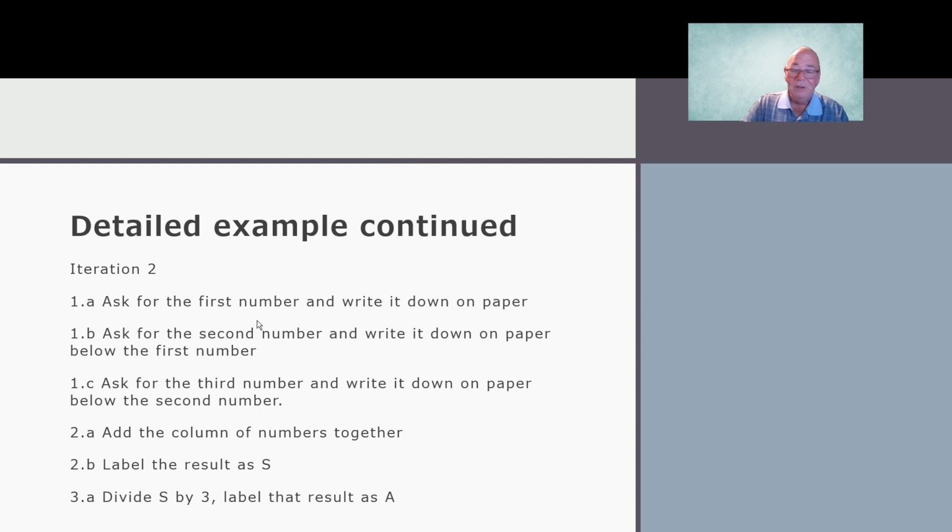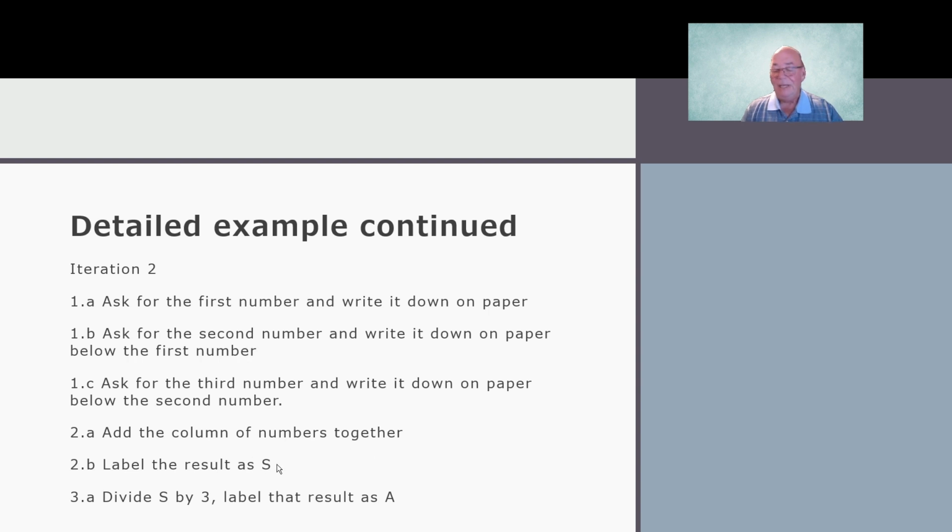Get the first number, write it down on a piece of paper. Get the second number, write it below the first number on the same piece of paper. Third number, write it below the second number, same piece of paper, right? Add the column of numbers together. Again, did I talk about the process for adding? No, because I'm assuming you all know how to add a column of numbers together. That's not a problem.